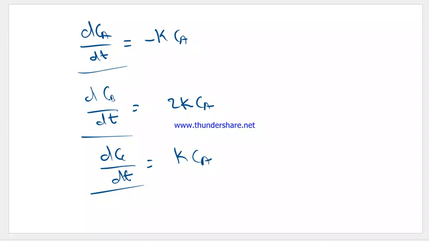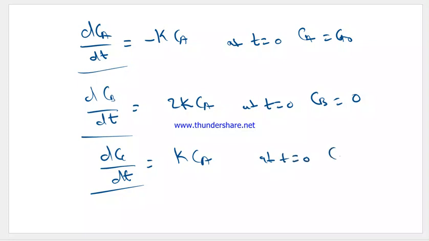To solve this, we need some initial conditions. The initial condition we need here is at t equals 0, CA is equal to CA naught. At t equals 0, CB is equal to 0. At t equals 0, CC is equal to 0 as well. So those were the conditions given.